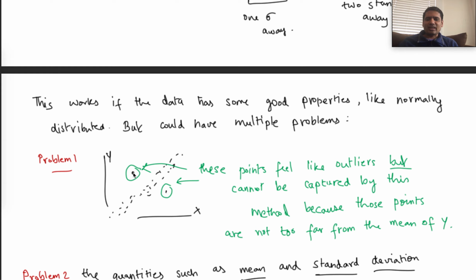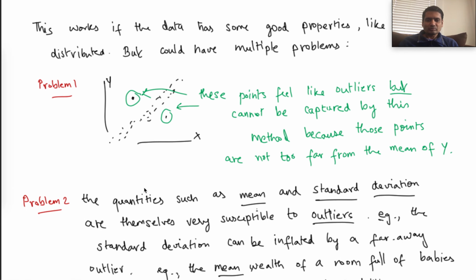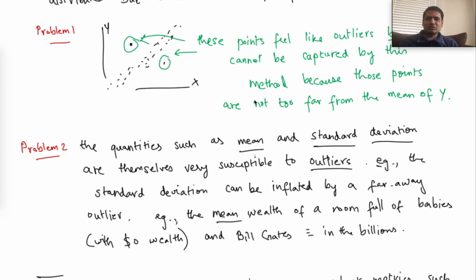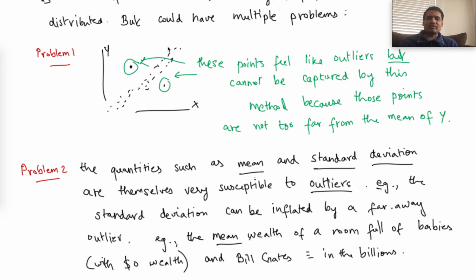But here we are actually pretty close to the mean, which is going to be here, right? These 2 points are probably within 1 standard deviation of the mean. Okay, so that's problem number one with this method. Problem number two is that this method relies on computing means and standard deviations. Means and standard deviations are themselves actually susceptible to outliers.